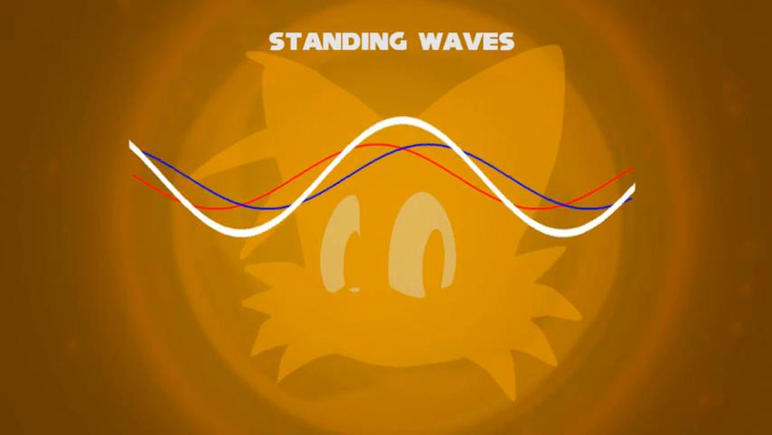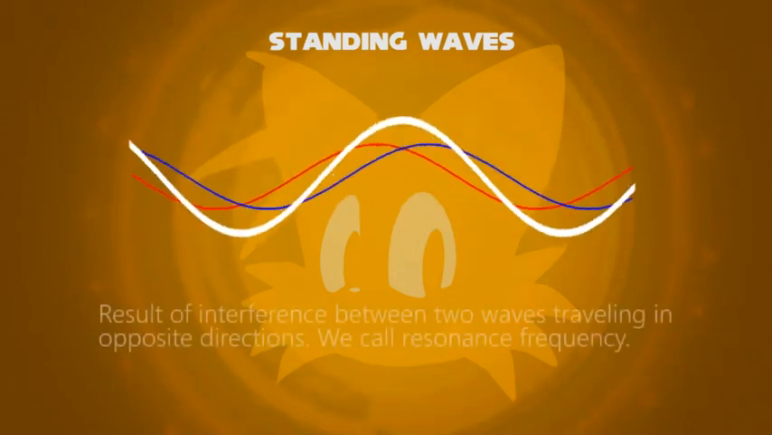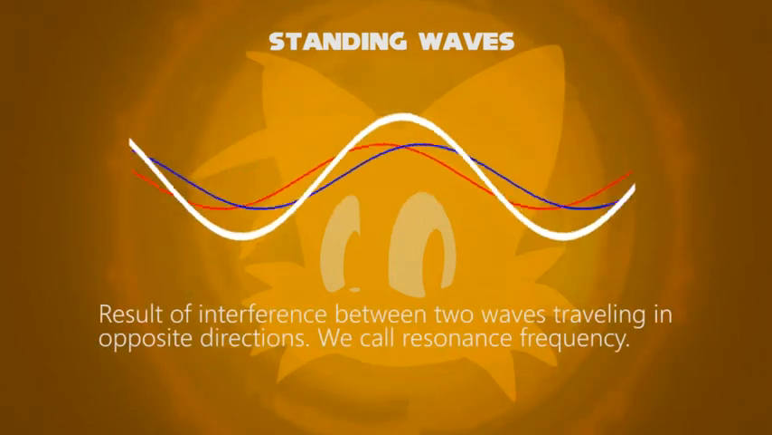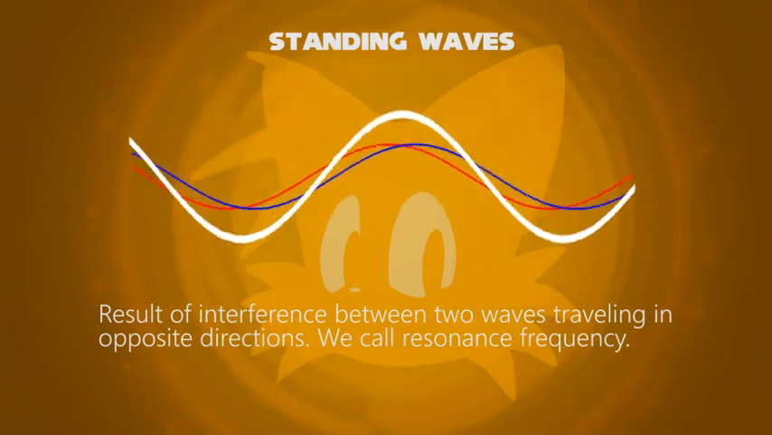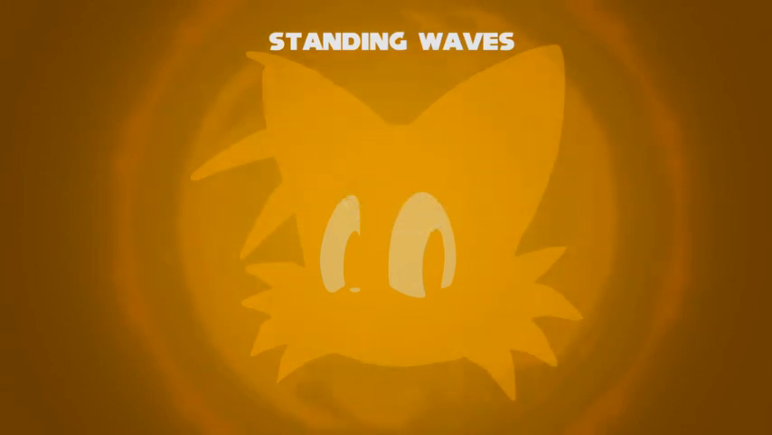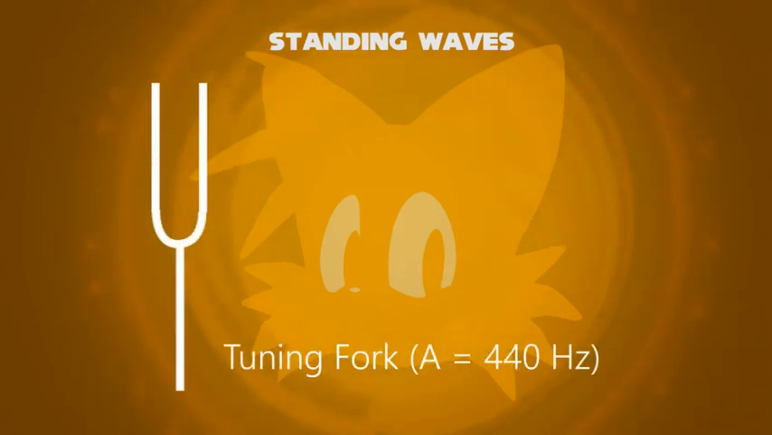This phenomenon can occur because the medium is moving in the opposite direction to the wave. Or it can arise in a stationary medium as a result of interference between two waves traveling in opposite directions. That is why we call it resonance, in terms of frequency. For example, a tuning fork can produce a frequency.